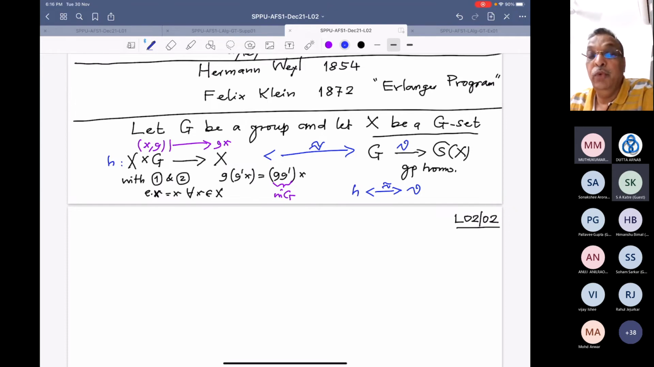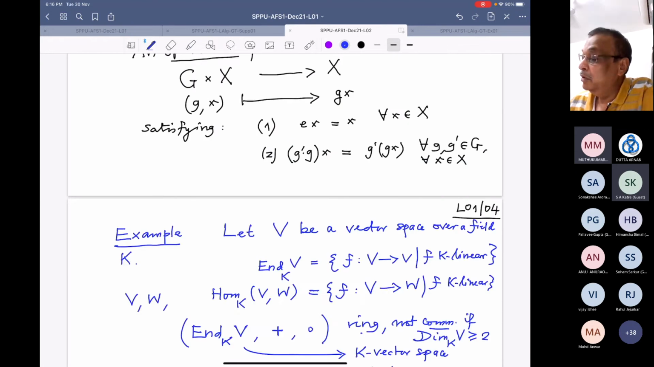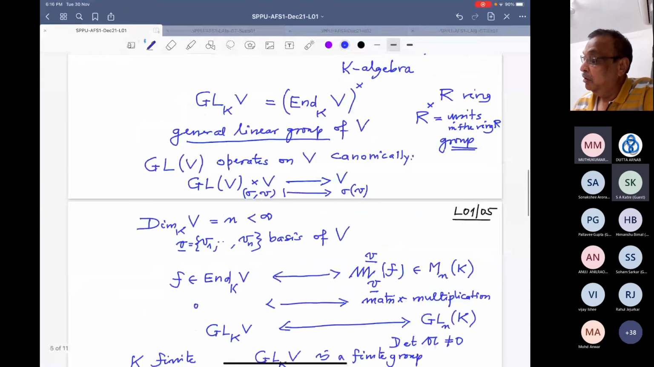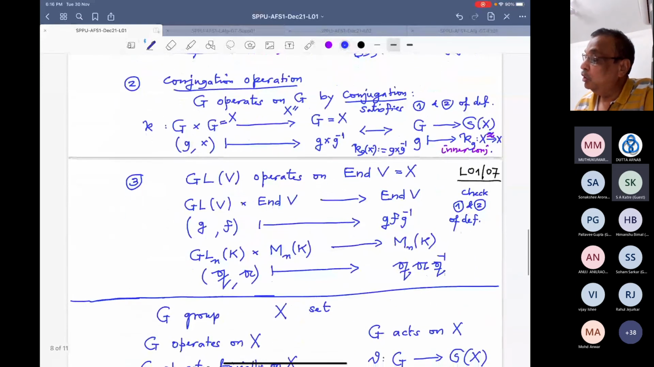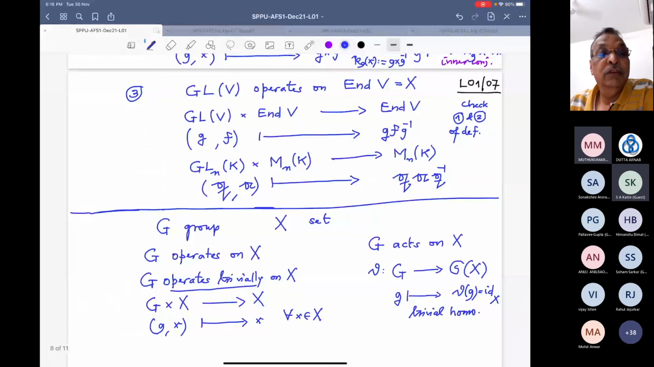And we gave two examples. One is a conjugation operation, and there is a left regular or Cayley operation. That is what we did last time. Here, this one is a Cayley operation, this one is a conjugation operation, and this one is linear algebra. That is, the general linear group of a vector space operates on the endomorphisms by conjugation. So this is a particular case of a conjugation in some sense.